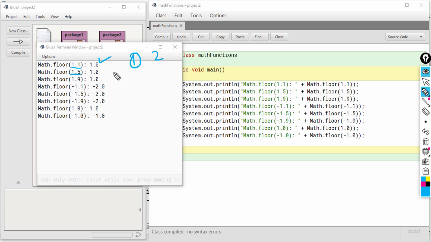Next we have 1.5. 1.5 again comes between 1 and 2. So the smaller one is 1. So the answer will be 1.0. 1.9 next. So 1.9 also comes between 1 and 2, and the smaller one between 1 and 2 is 1. So the answer will be 1.0. Next we have got minus 1.1. So minus 1.1 comes between minus 1 and minus 2. Now the smaller one between minus 1 and minus 2 is minus 1.